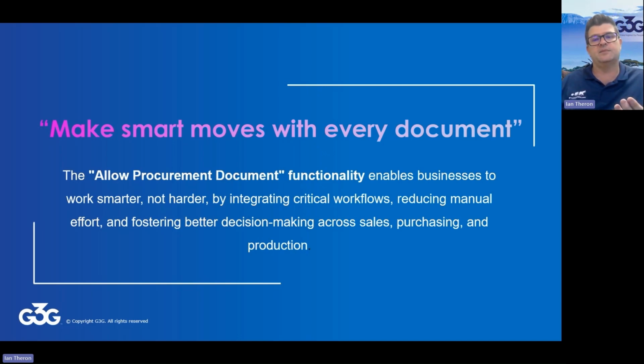A third benefit would be enhanced operational efficiency. Why do we say that? The allow procurement document functionality automatically pulls all the necessary details into the document, like your item details, your quantities, the supplier information, into the purchase order, or the production information into the production order, basically saving time and reducing manual typing errors that sometimes pop up. So it reduces that human error element, and it also then avoids these redundant steps.